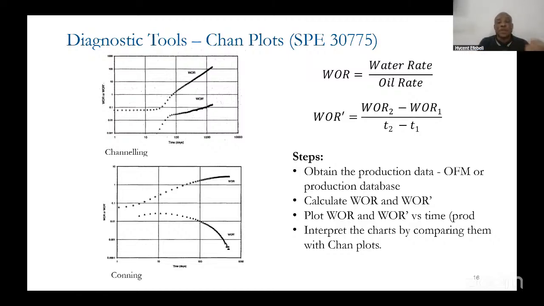You can put some scripts on OFM and plot them to get the chart. So the first thing you need to do is get the production data, then calculate your water oil ratio and water oil ratio derivative, then plot them on a log-log plot, and it shows the profile.